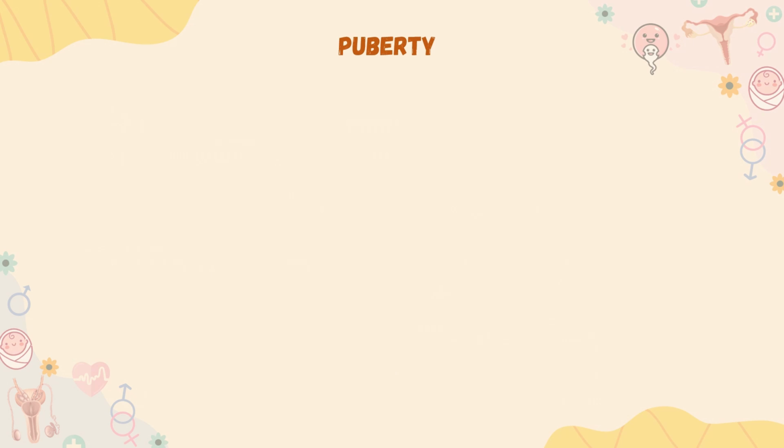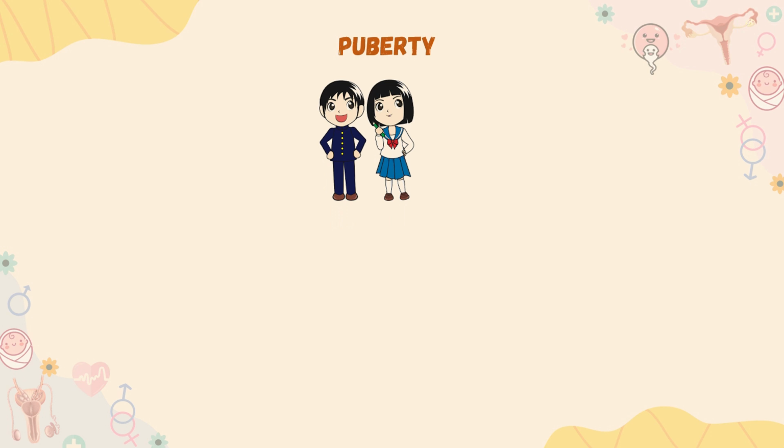The term puberty refers to the changes in a child's development that occur when they reach sexual maturity, hence the beginning of adult sexual life. Puberty usually begins between the ages of 9 to 14 in boys and 8 to 13 in girls.